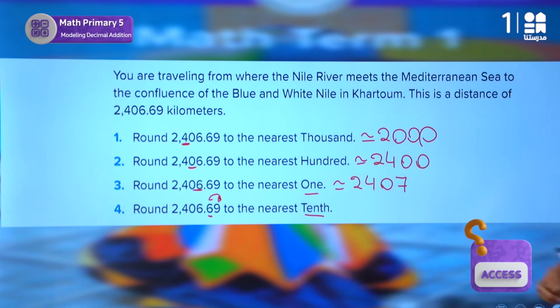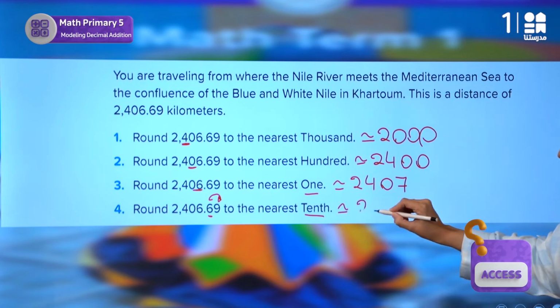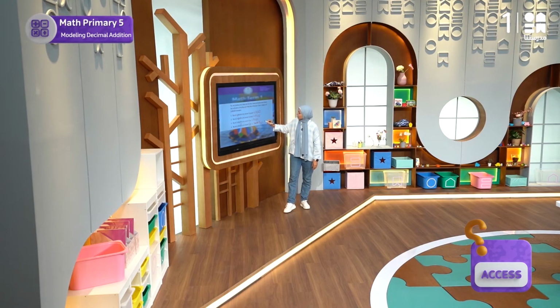I'm sure you got it correctly. So the answer will be 2,406.7. I don't want you to repeat that mistake. Please make sure that you are rounding to the correct place.